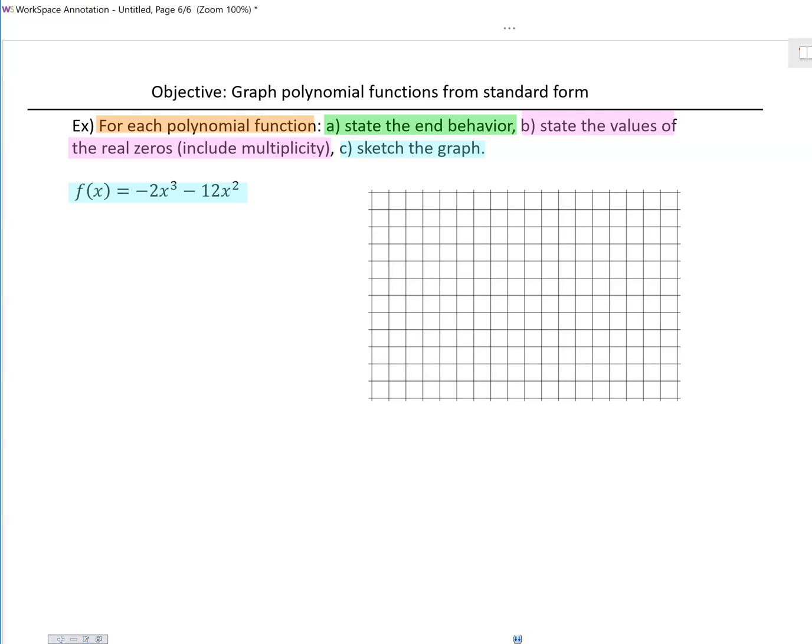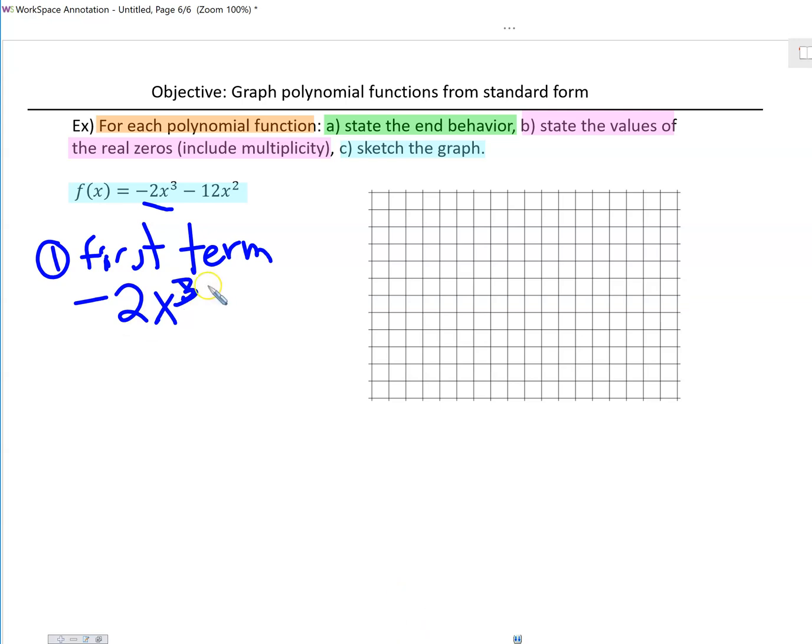So the first term is identified as the term that has the highest power of x. So that would be our negative 2x cubed. So our first term is this negative 2x cubed.